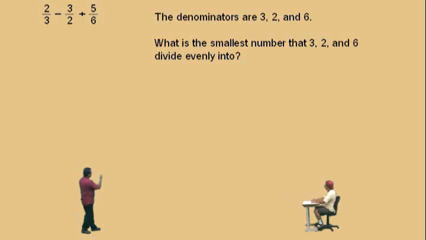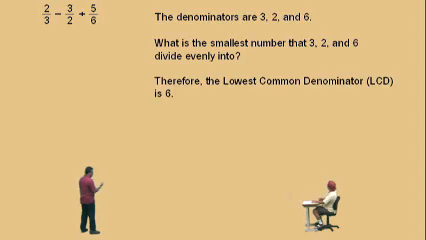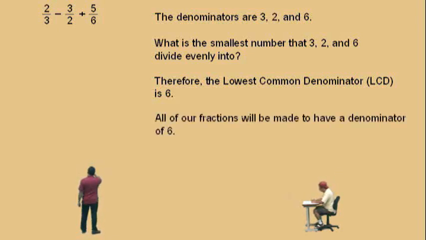6 divides into 6 one time. That counts. And so, our lowest common denominator is 6. Notice LCD is the abbreviation for our lowest common denominator. So all of our fractions can be written with a denominator of 6. So here we go. We did this in our last video.